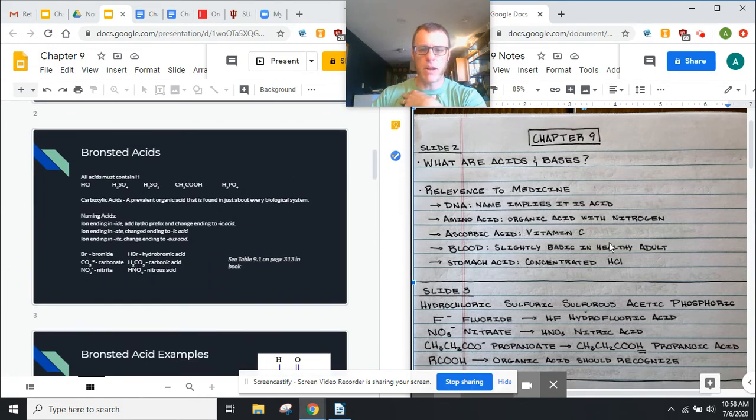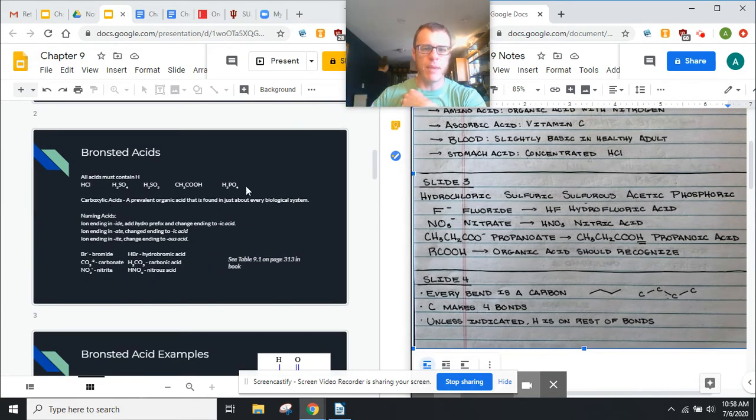Zooming on here, Bronsted acids. It's a little naming situation. All acids must have H in them, so you get HCl here. This is sulfuric acid. It starts with an H. This is sulfurous acid. Starts with an H. This right here, this is acetic acid. What's in vinegar? You're going to have to recognize this particular organic structure.